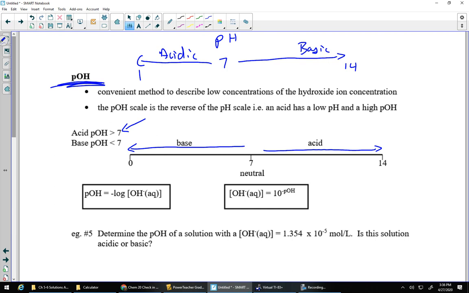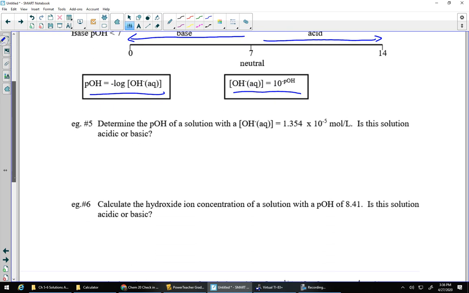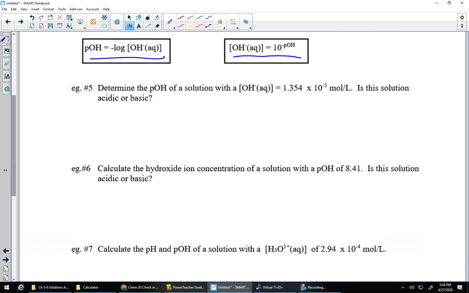Look at these calculations here. My pOH, you've done something like that before. It's the negative log of the concentration of hydroxide, and my concentration of hydroxide is equal to 10 to the negative pOH. It's literally the exact same thing, but with hydroxide ion. Okay, so let's check out an example or two here. Determine the pOH of a solution with a concentration of hydroxide of 1.354 times 10 to the negative 5 moles per liter. Is it acidic or is it basic?